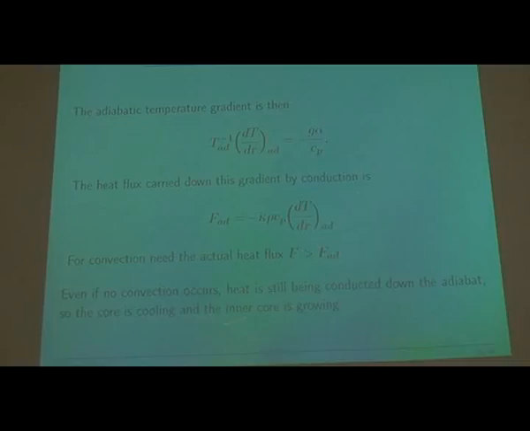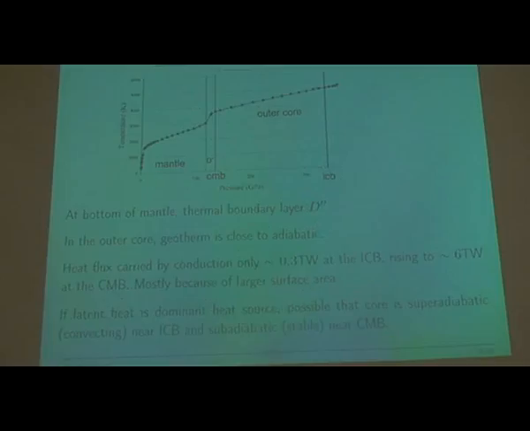So even if no convection occurs, it's still conducting down the adiabatic, so the core is still cooling and the inner core is still growing even if there were no convection at all. Though we think there must be some convection because of the dynamo. So that's a picture of what the temperature structure looks like inside the Earth.